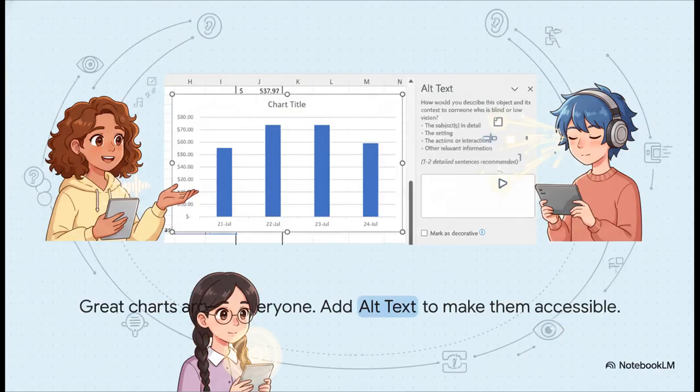And finally, we come to a step that is so important but so often overlooked: accessibility. Because great communication should be for everyone. Adding alt text, which is just a short written description of your chart, allows screen readers to describe what's happening for users with low vision. It's such a simple step, but it makes sure your story can be understood by all.